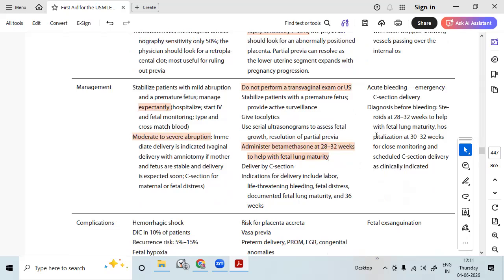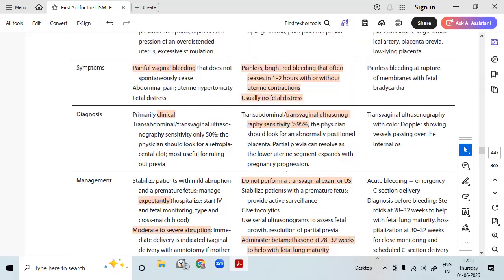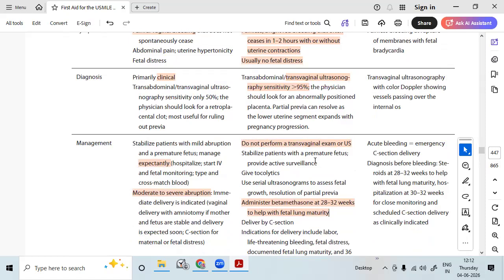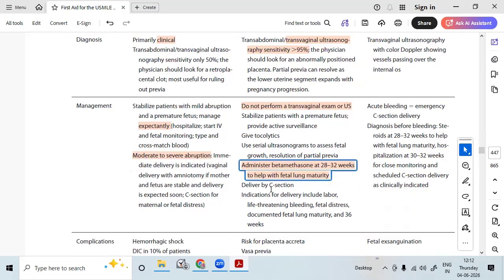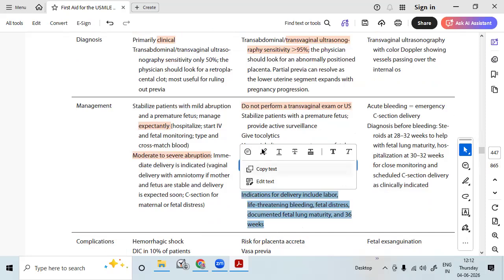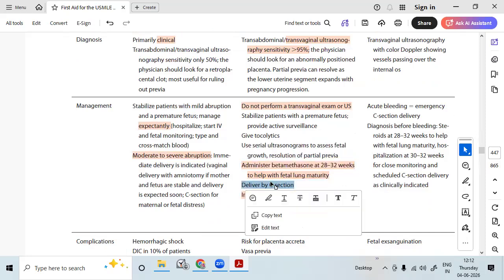Acute bleeding. Okay, so this is important. How will you manage placenta previa? Stabilize in case of premature, serial ultrasonography, administer betamethasone at 28 to 32 weeks to help fetal lung maturity in case you're planning to perform an elective delivery. Deliver by C-section. Indications for delivery include labor. If the patient is in labor, you have to deliver. Then life-threatening bleeding, fetal distress, documented fetal lung maturity, and 36 weeks. These are important, so this will help in management questions.